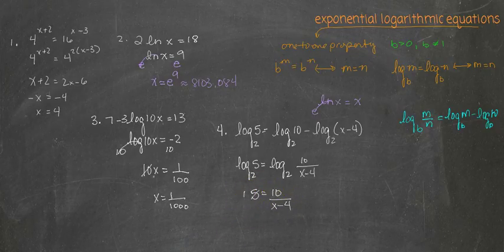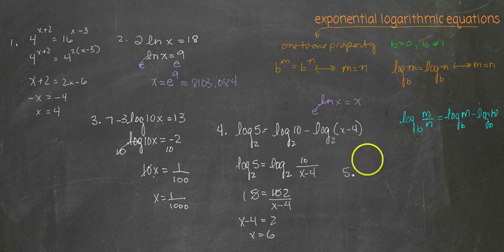If I cancel a 5 from both sides, I get a 1 on the left-hand side and a 2 on the right-hand side. And now multiply through by x minus 4. Well, x minus 4 times 1 is just x minus 4 equals 2. So x equals 6. Easy peasy.